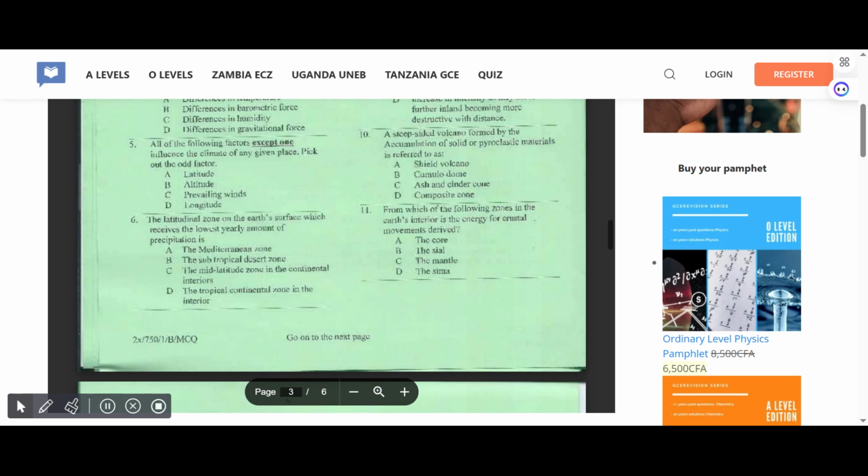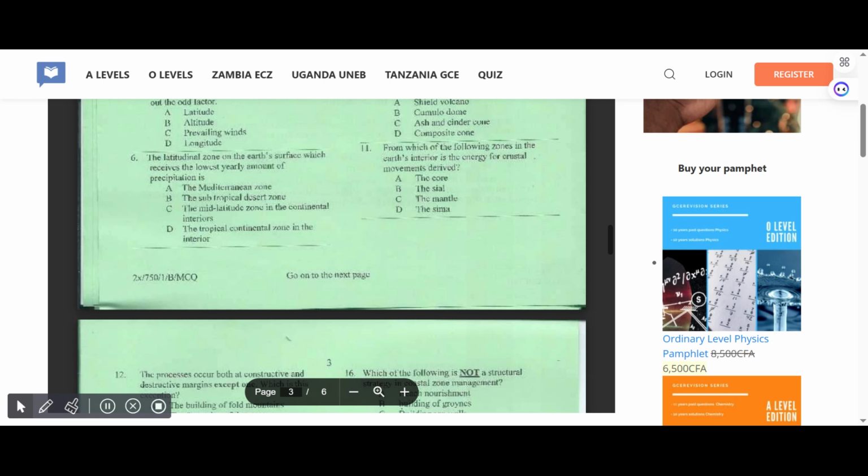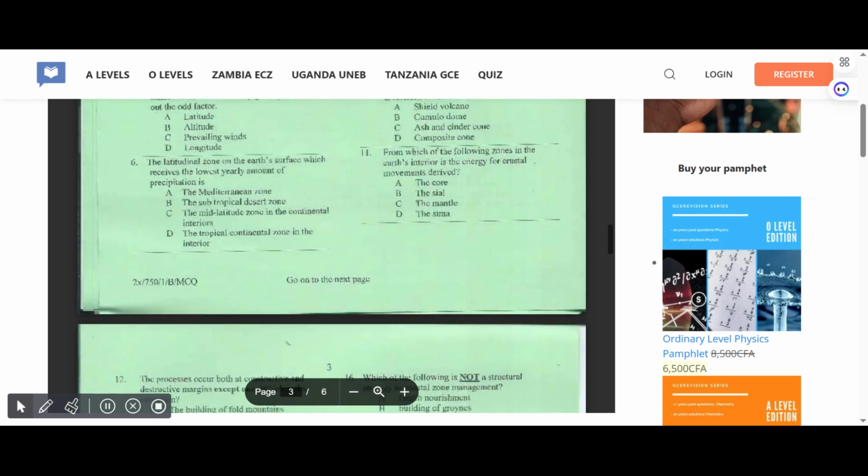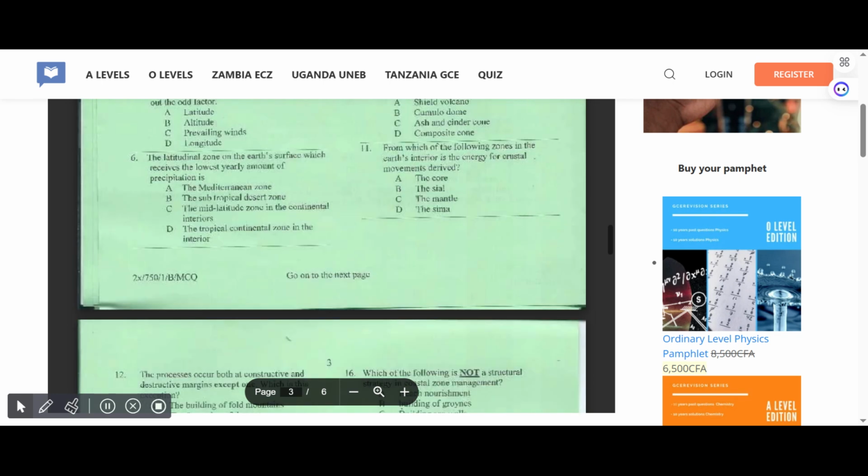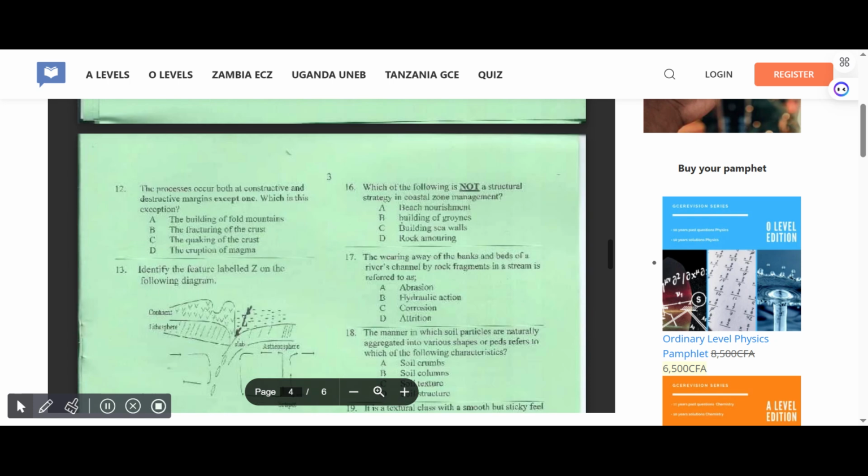A steep-sided volcano formed by the accumulation of solid pyroclastic materials is referred to as. From which of the following zones in the Earth's interior is the energy for crustal movement derived? Correct answer for 11 is C, which is the mantle.